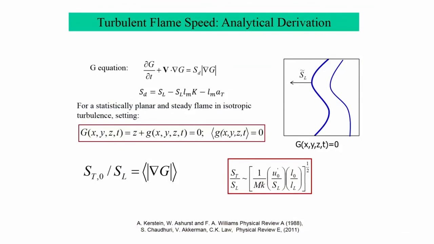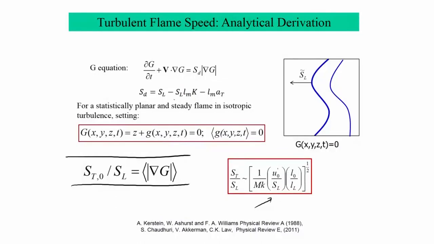Next we'll take up the methods to analyze turbulent flame speed. One can do some analytical derivation, and we did, we took up the G equation and took the spectral approach, and we will not go into details. This expression of turbulent flame speed in terms of the G field comes from Kerstein and Ashurst and Williams, where he takes essentially an infinitely long cuboid, filled with different surfaces. He shows that this ST0 by SL, which is the turbulent flame speed of a statistically planar flame that is statistically stationary inside this cuboid, is given by the volumetric average of the mod of the gradient of the G field.